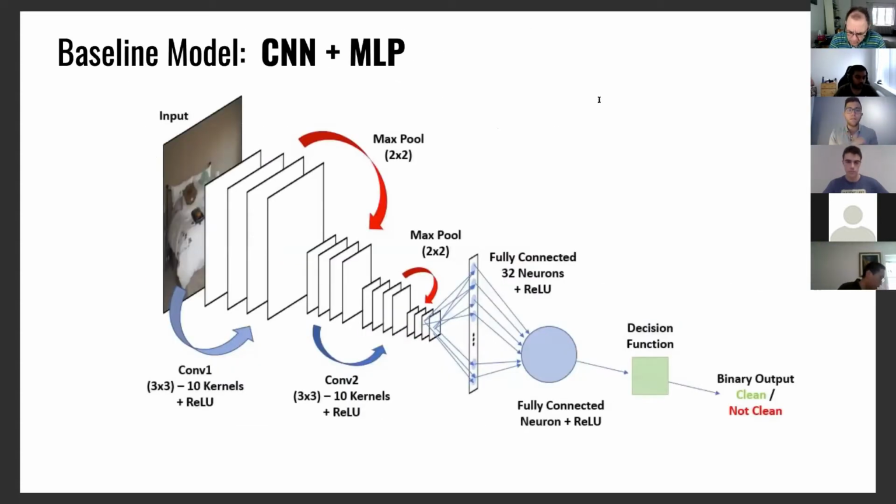So our baseline model was a CNN and MLP. We had two convolutional layers and one fully connected layer, and that would give us just the binary output of whether the room is clean or not clean.